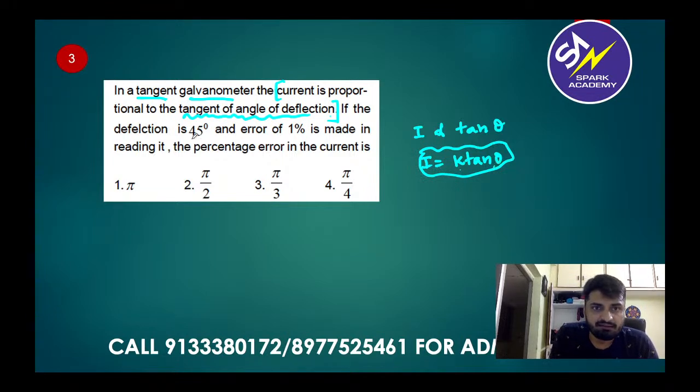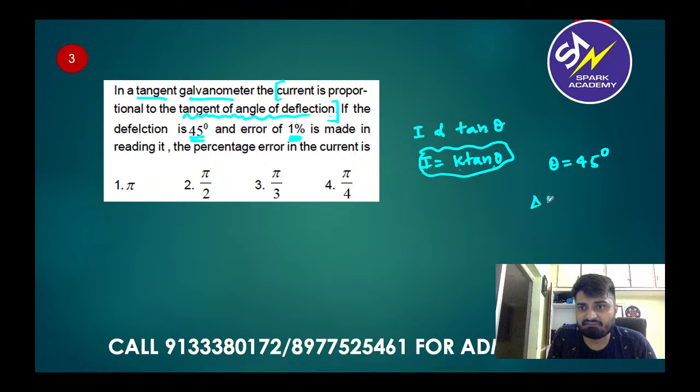Now what did he say? If the deflection is 45 degrees, so theta is given as 45 degrees, and an error of 1% in measuring it. So basically they have given delta theta by theta into 100 as 1%. Then find the percentage error in the current.